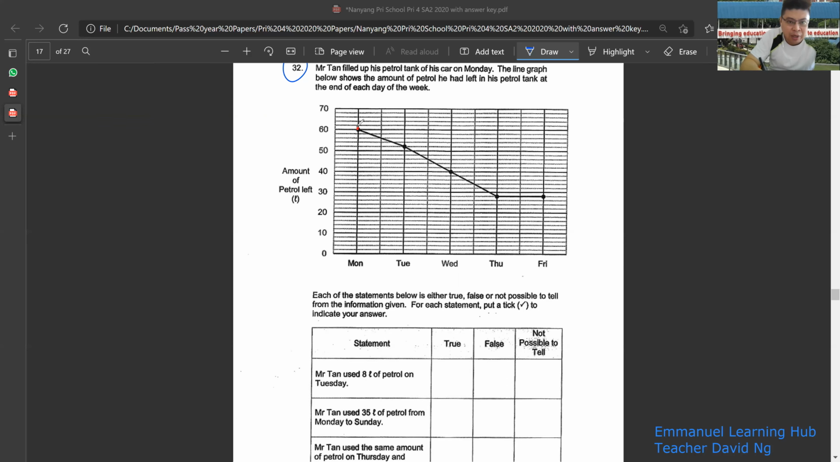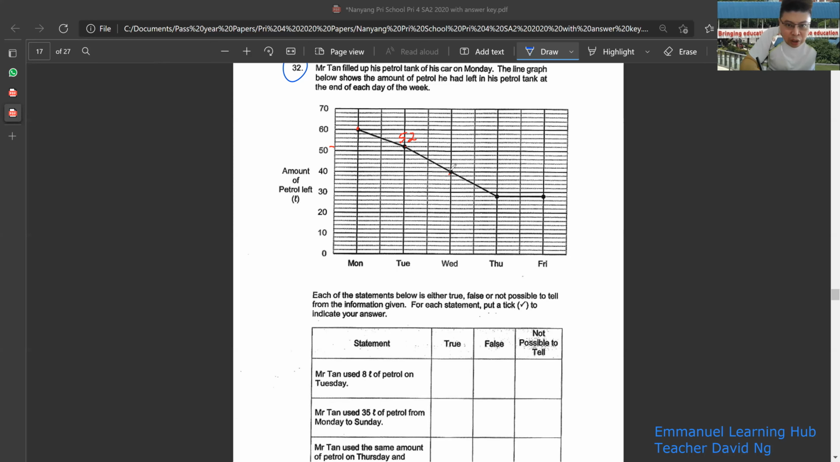Okay, 60 liters left at the end of Monday. Then at the end of Tuesday, he has 50 how many? You've got to see each gap represents 2, right? So it's 52. So you write 52 here.